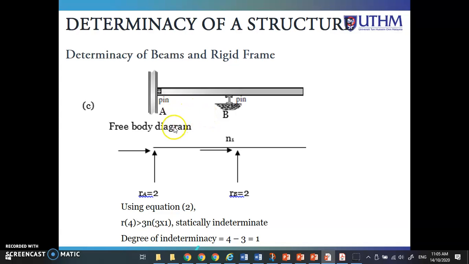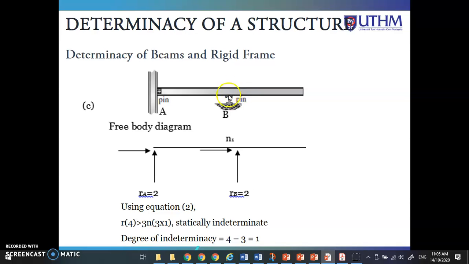Alright. So the last example here is this figure. So we see that this is the pin. Okay, at A we have pin, so pin akan ada 2 reaction. And at B, they consider as a pin also, 2 reaction. So R here is 2 plus 2 equal 4. Okay, and number of part here kita nampak 1 je.